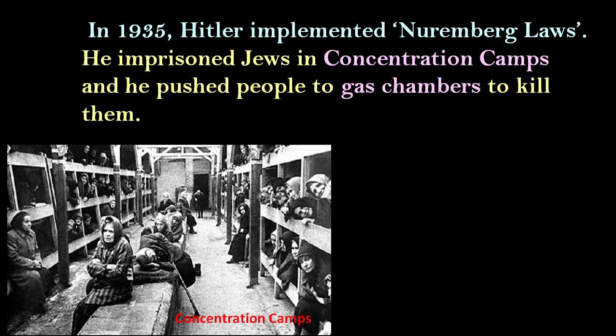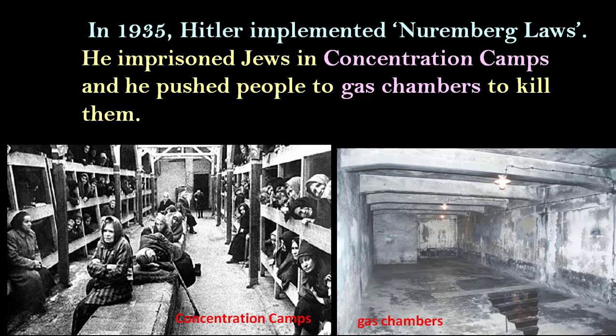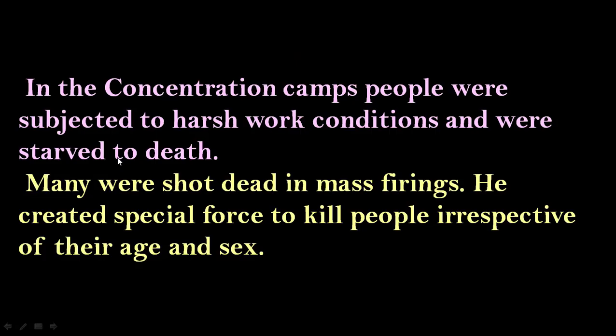In 1935, Hitler implemented the Nuremberg laws. He imprisoned Jews in concentration camps and pushed people into gas chambers to kill them. So here are the gas chambers, and in this image you can see the concentration camps. In the concentration camps, people were subjected to harsh work conditions and were starved to death. Many were shot dead in mass firings.